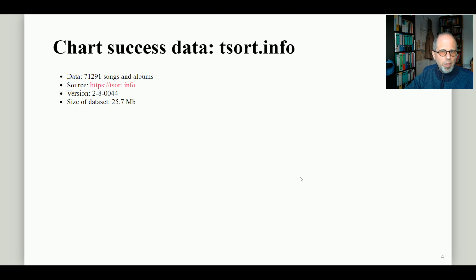So this is the data we'll be using. It's from the great website tsort.info, and I encourage you to check it out. We have just about 71,000 songs and albums in there, and we're free to use this data as long as we point out the source, link to their website, and specifically mention the version. Here we're using version 280044.